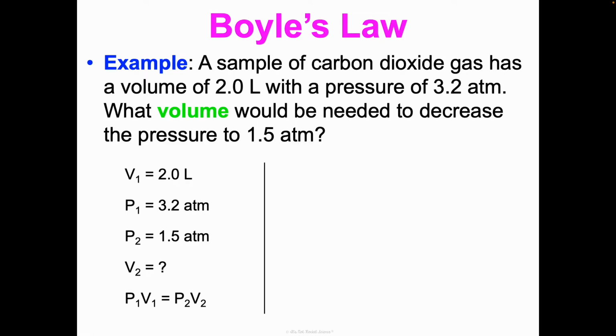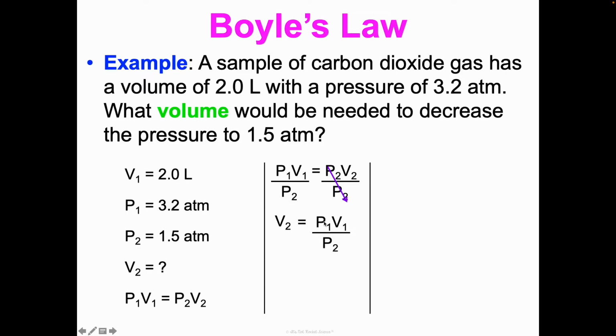Okay, now we're ready to assess. So that's our equation. Now we just plug in. Best practice is to rearrange it first. So I want V2 by itself because that's what I'm looking for. To get V2 by itself, I need to do the opposite of what's being done to it. Currently, it's being multiplied by P2. So the opposite of multiplication is division. So I'm going to divide both sides by P2. This allows those to cancel out, and I'm left with V2 all by itself, and it equals P1 V1 over P2. Now I'm ready to plug in.